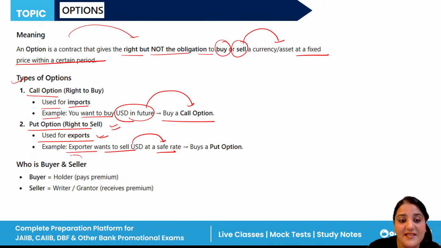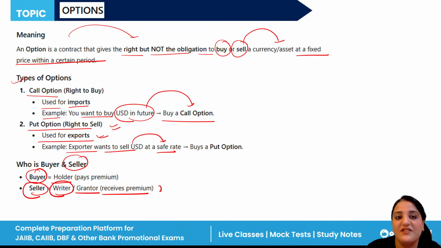Who is the buyer and seller? Buyer is basically the holder, and who is the seller? Writer, grantor, that receives the payment. So option, you can generally learn this thing. It is a contract that gives the right but not the obligation.